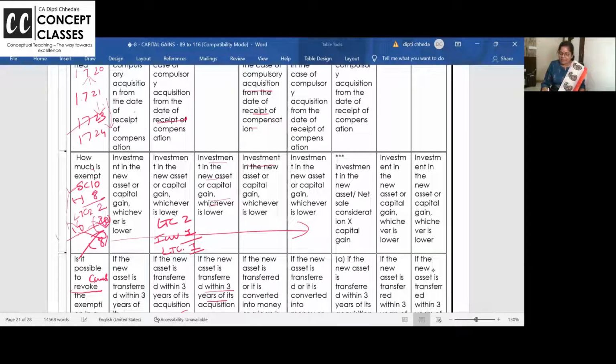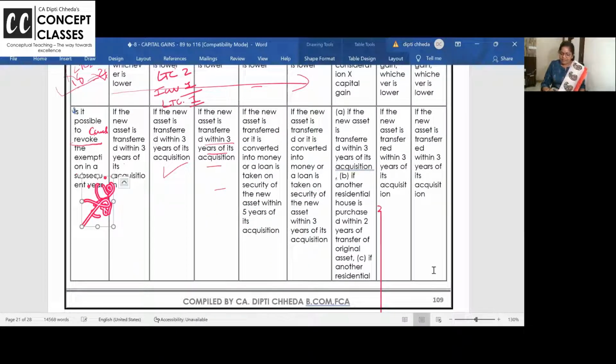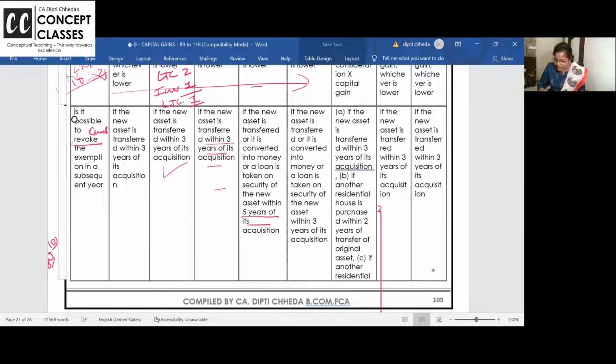How much is exempt? Investment or capital gain, whichever is lower. Can it be revoked? Yes. There are 2-3 conditions for revocation. If the new asset is transferred, the bonds should not be sold, or converted into money, or a loan taken against the security of the bond for 5 years. See, the government is saying if you are giving us money for development, at least give it for a lock-in period of 5 years. Your money will be blocked or locked in the bonds for 5 years. This is one of the reasons many people go for it, but many people don't go for it. Money will be blocked for 5 years.